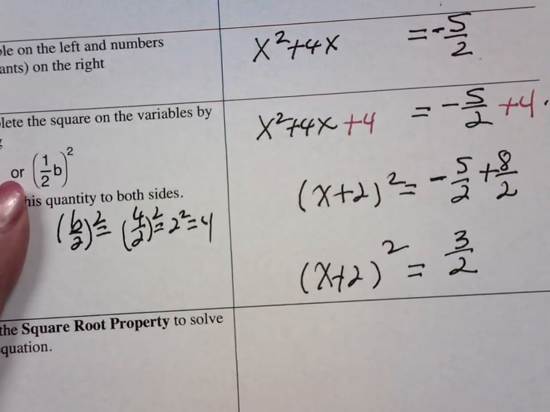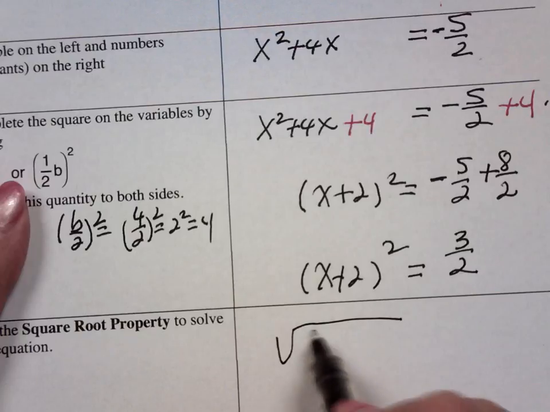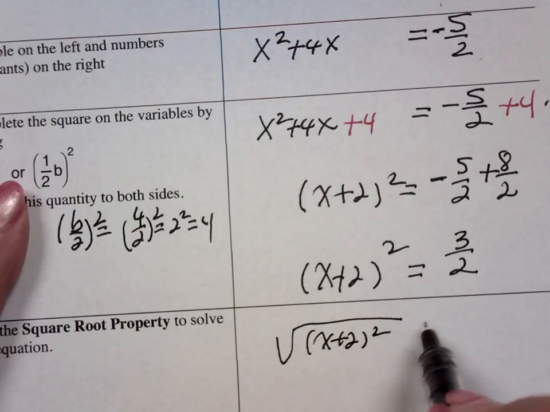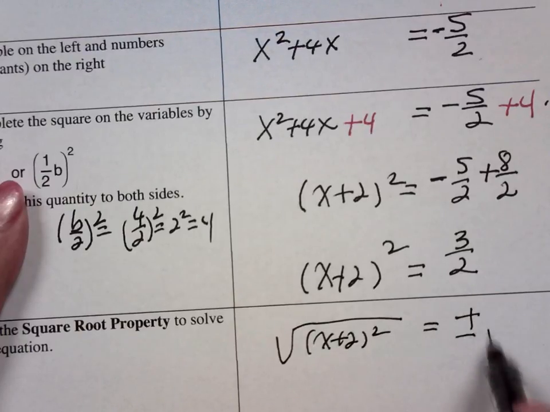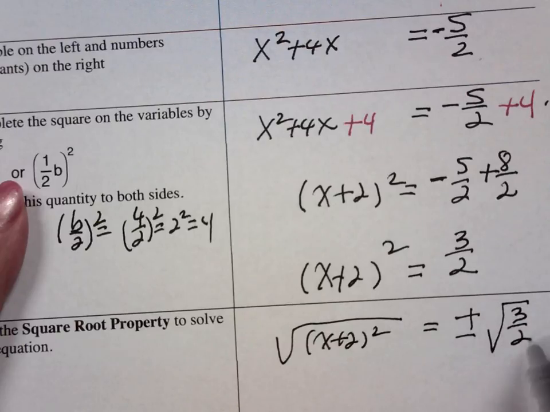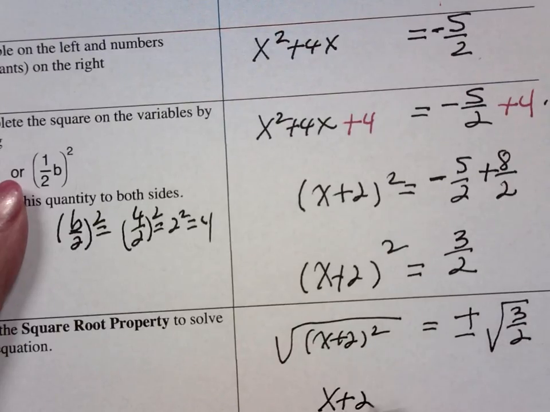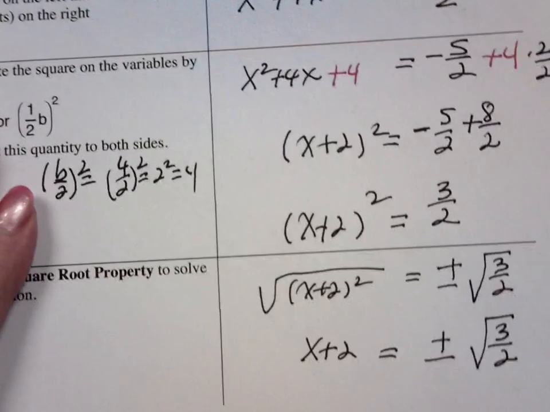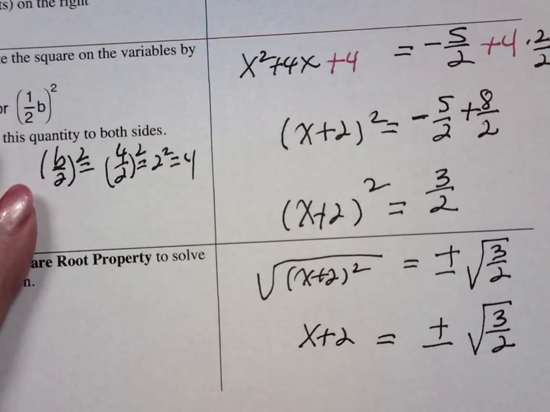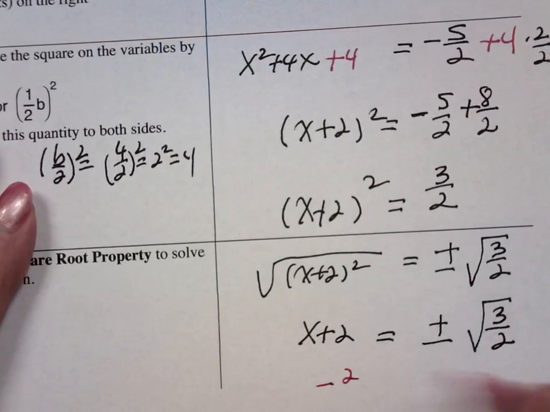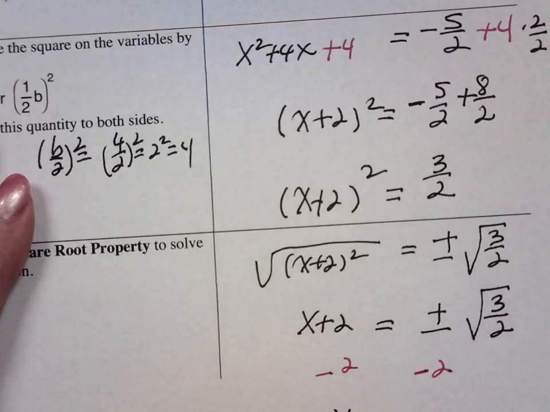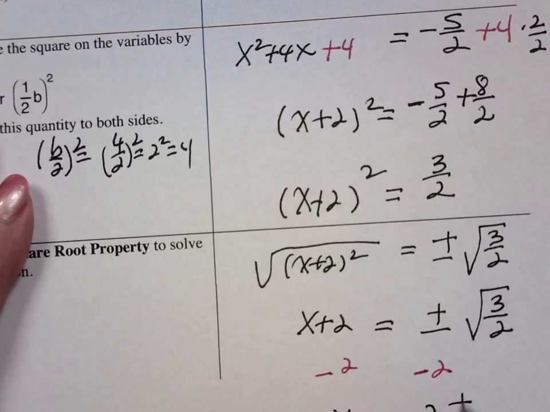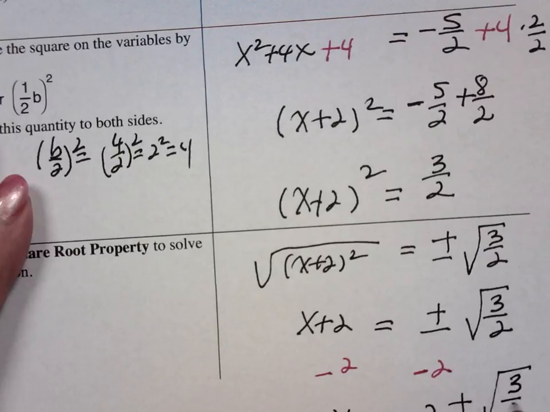Now take the square root of both sides. Don't forget the plus or minus, so that x plus 2 equals plus or minus the square root of 3 halves. Subtract 2 from both sides. 2 doesn't have a radical, so x is minus 2 plus or minus the square root of 3 halves.